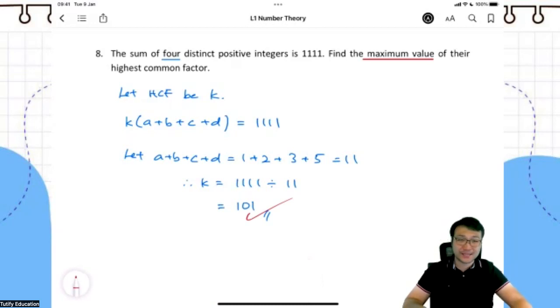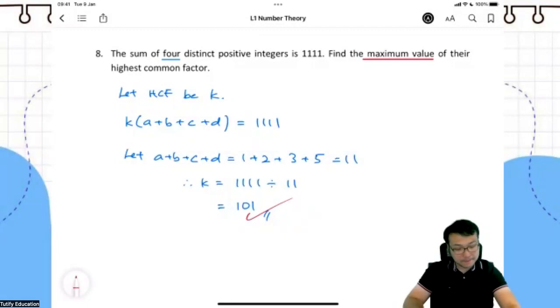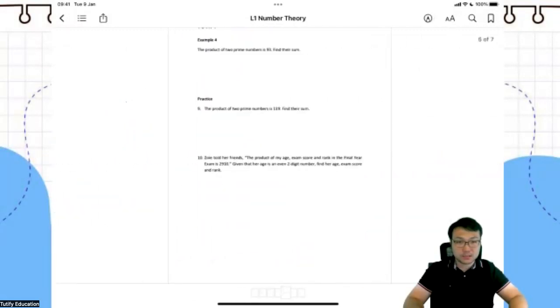Anyone has any questions, raise your hand. Okay, it makes sense, right? Because the format is the same. We are taking the highest common factor multiplied by the brackets. We have 4 alphabets because there are 4 distinct numbers. We make sure that the total sum is 1111. We also make sure that this is actually as small as possible. And if this is as small as possible, then this is going to be as big as possible. And that's how you solve it. Right, students? All right, let's try the next one.